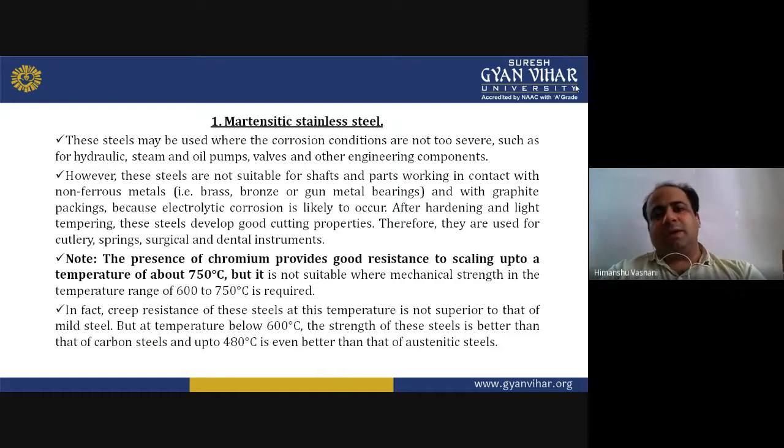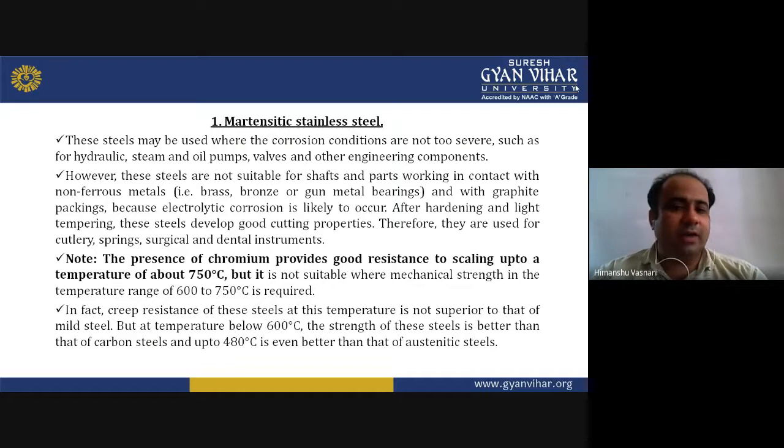Okay, these martensitic stainless steels are not suitable for shafts and parts that work in contact with non-ferrous metals, like brass, bronze or gunmetal bearings. We study all these materials in the coming lectures. They are also not suitable with graphite packings, because electrolytic corrosion is likely to occur.